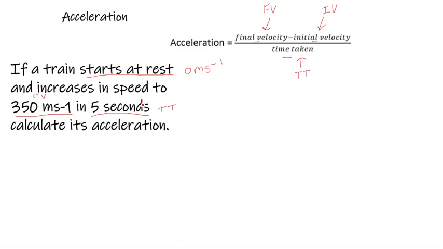We can see we have everything that we need in the question in order to substitute it into this formula and work out the answer. So let's do that. Acceleration is going to be equal to the final velocity, which is 350 meters per second, minus the initial velocity, which is 0 meters per second, which is this one here, divided by the time taken, which is 5 seconds.